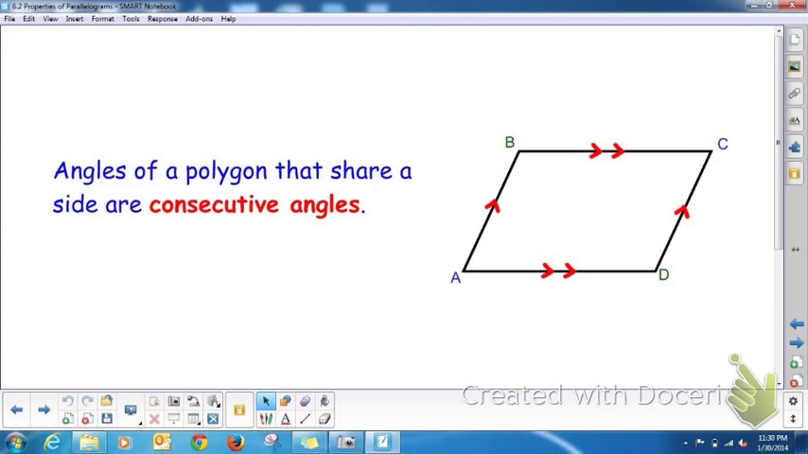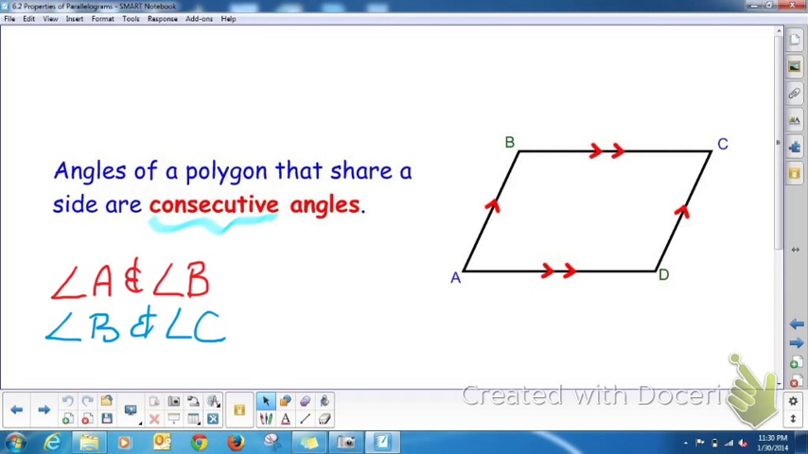Angles of a polygon that share a side are called consecutive angles. They're angles that are one right after another, consecutive. So angles A and B are consecutive angles. Angle B and angle C are consecutive angles. Another pair of consecutive angles would be angle C and angle D. They're consecutive angles.